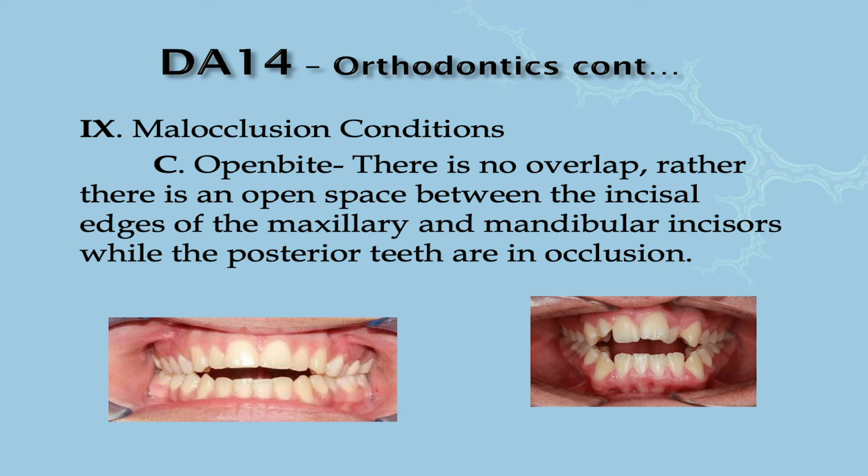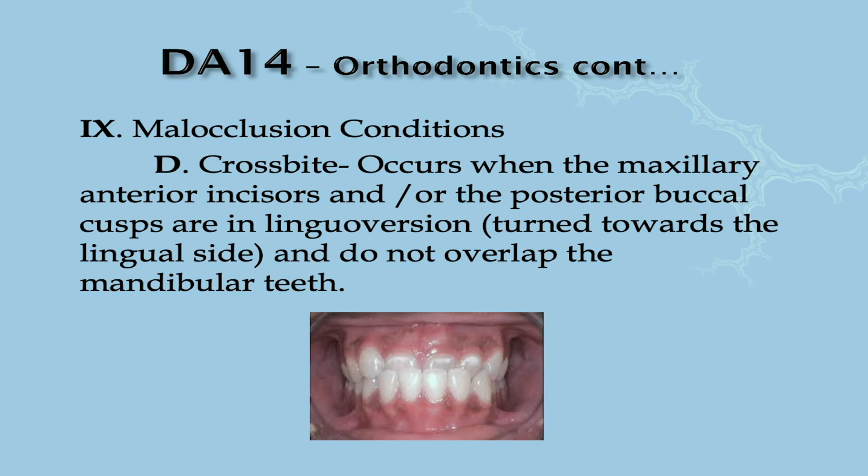Open bite, there is no overlap. Rather, there's an open space between the incisal edges of the maxillary and mandibular incisors, while the posterior teeth are in occlusion. So this basically means when you're biting together, the front teeth don't touch at all. This is typical in thumb suckers. Sometimes also tongue thrusters can have an open bite.